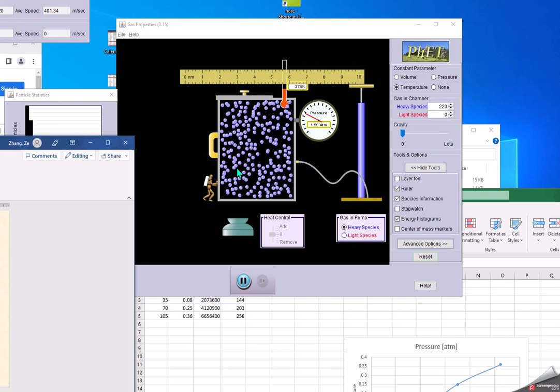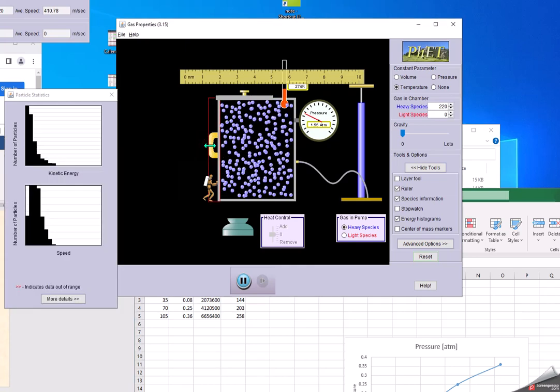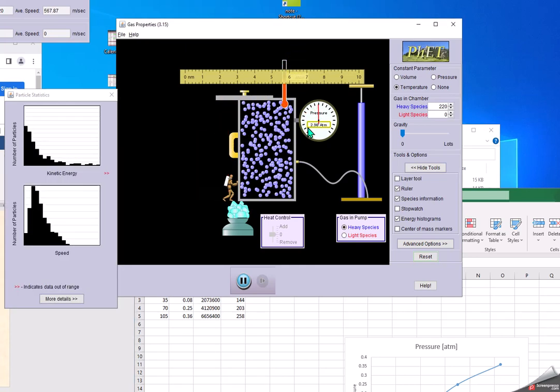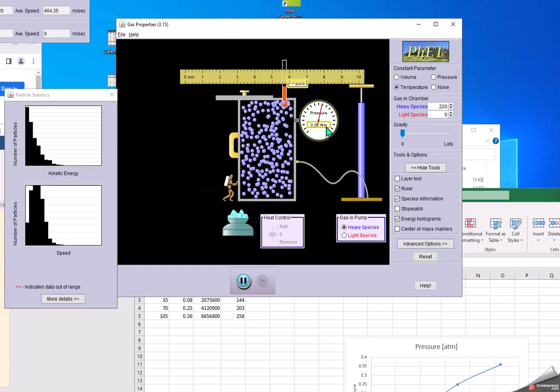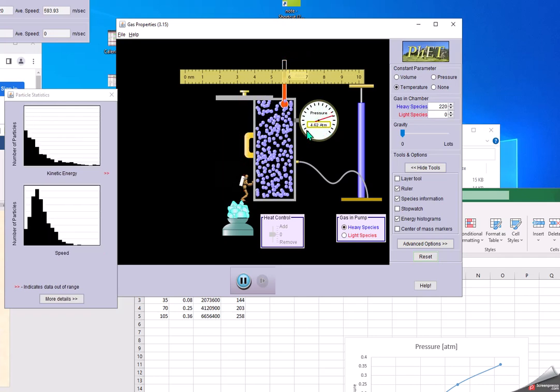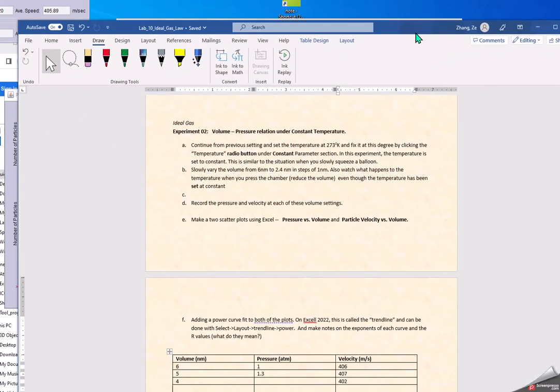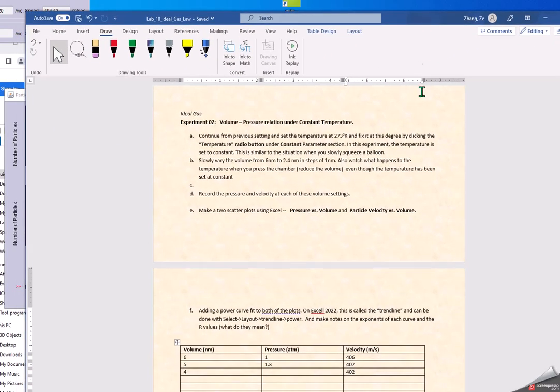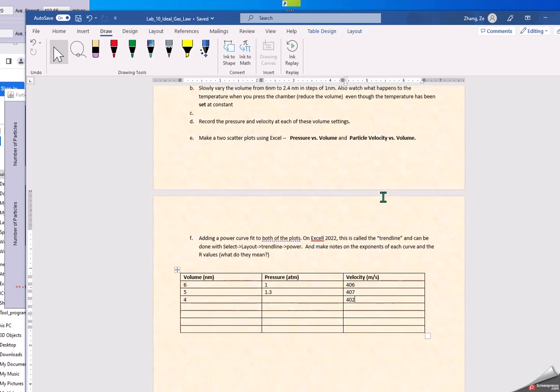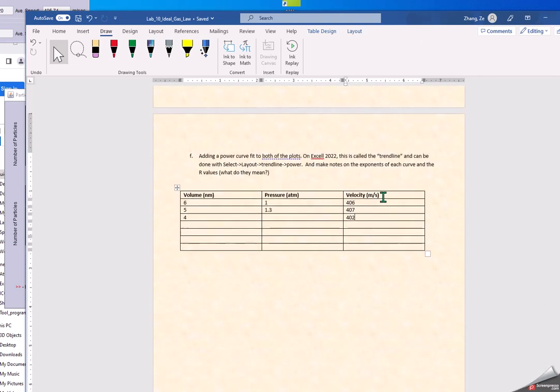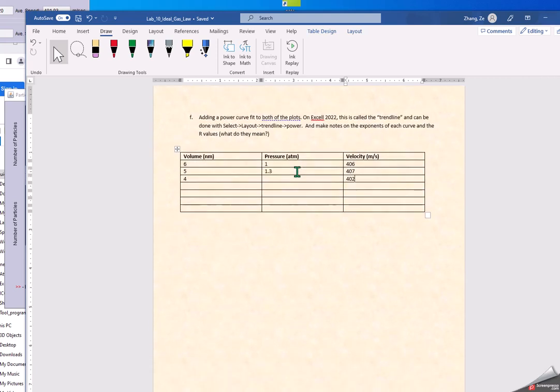I'm not going to write it down now. Even smaller, so the pressure is even bigger. It's 3 now. You can go even smaller, and the pressure is even higher. So you're expecting a decreasing function like that. Once again you will have a plot, and I have one more requirement.